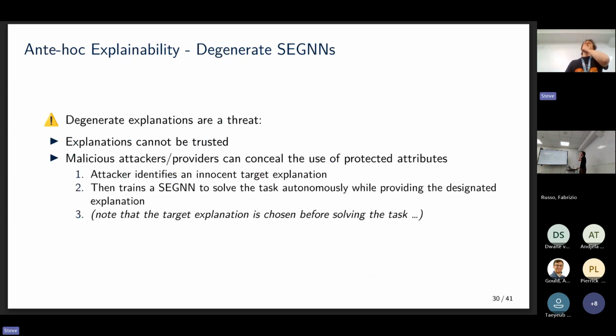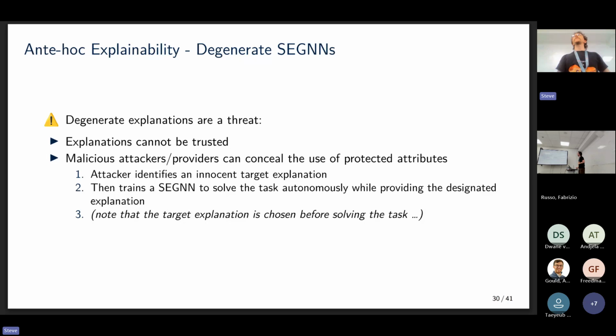All right, so I hope it's quite clear up to now that these degenerate explanations are actually a big problem if you want to build explainable systems, because this means that explanations cannot be fully trusted. It's not clear whether the explanation I give you is faithful to how the model is behaving or not. Also because a follow-up experiment that I'm going to show you shows that malicious attackers or malicious service providers can conceal the use of protected attributes on purpose.